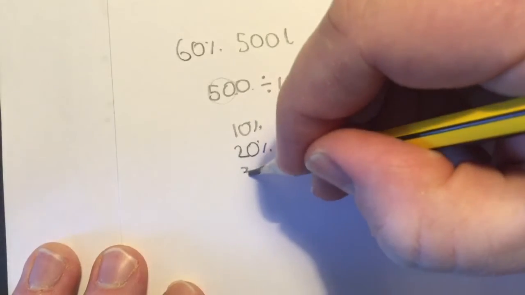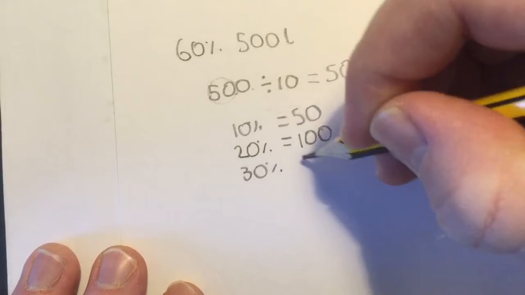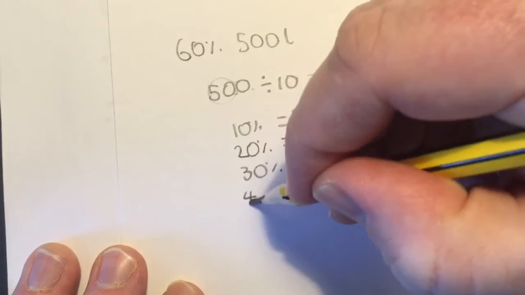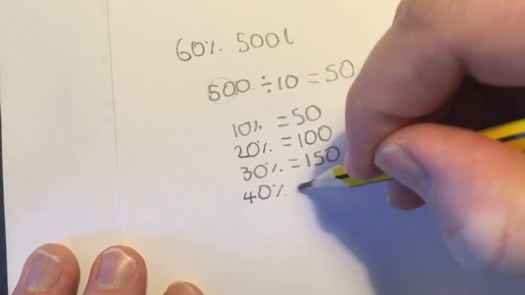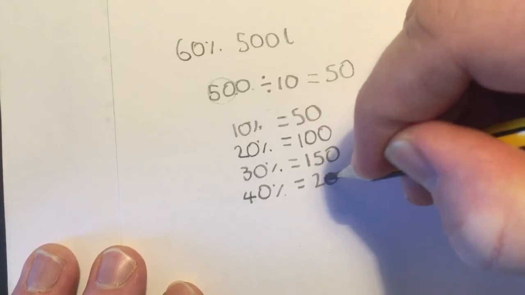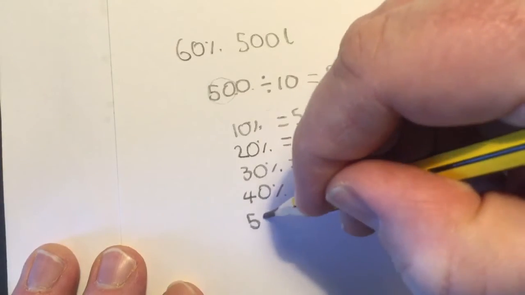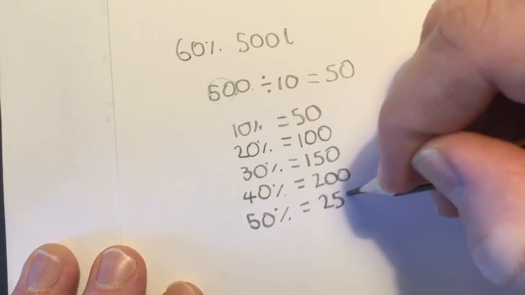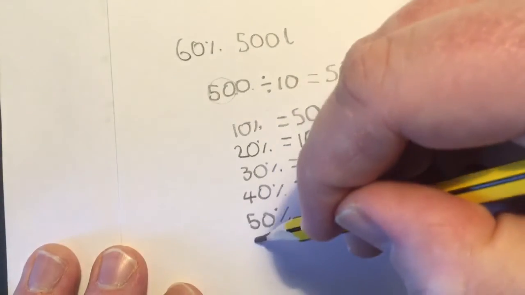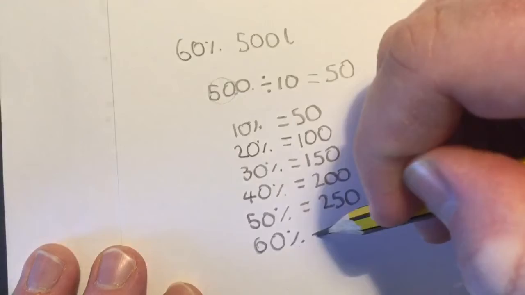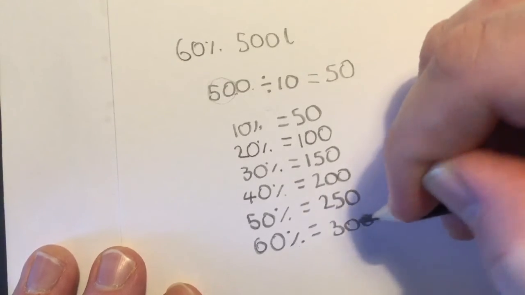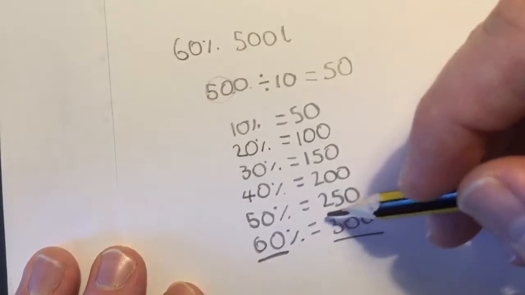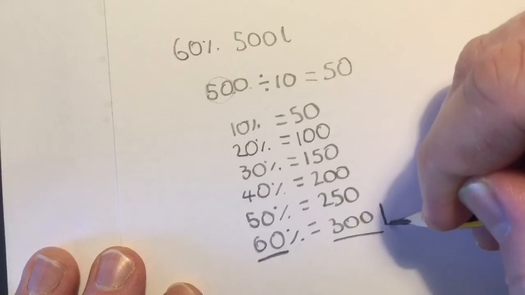30% will be add another 50, so that will be 150. 40%, you add another 50, so that's going to be 200. 50% is going to be 250, so we're adding another 50 again, and then 60% is going to be add another 50 again, which is going to be 300, and that's our answer. So 60% of 500 is 300 litres.